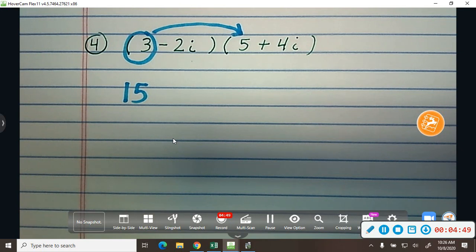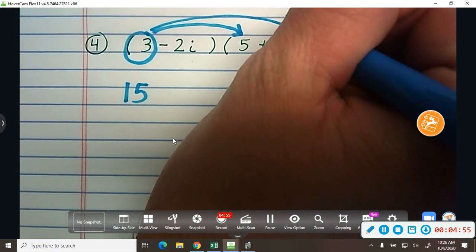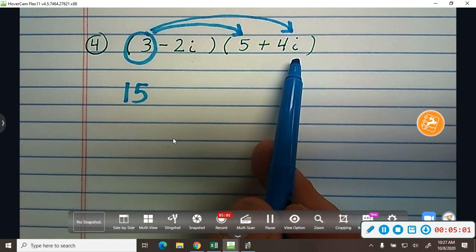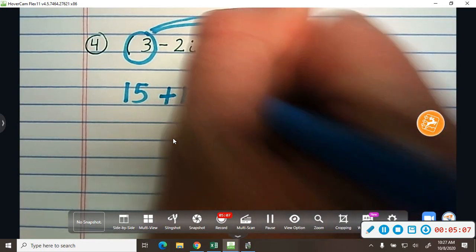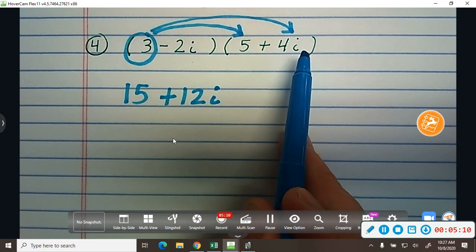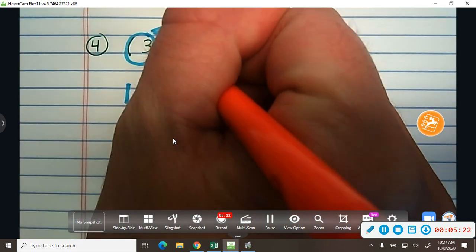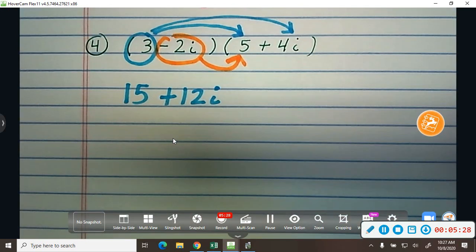And then you're going to take the 3 and distribute it to the 4i. And you just take 3 times the 4 is 12 with an i, just like you do with x's. And if there were more in here, you would just keep multiplying everything by 3. From there, we go to our second term, negative 2i, and I distribute that to the 5. Negative 2i times 5 is negative 10i.